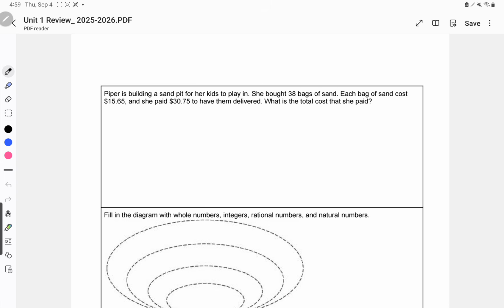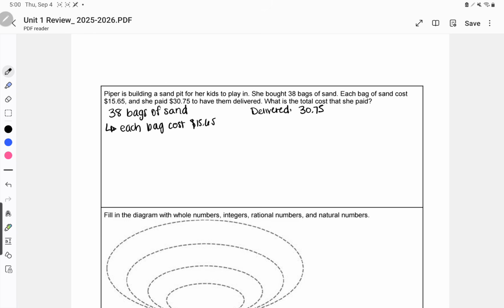So we've got a few things going on here. First of all, we know that she bought 38 bags of sand. And we know that each bag costs $15.65. We also know that she paid to have them delivered, which cost them $30.75. These are two separate things going on, but it all contributes to her total cost.